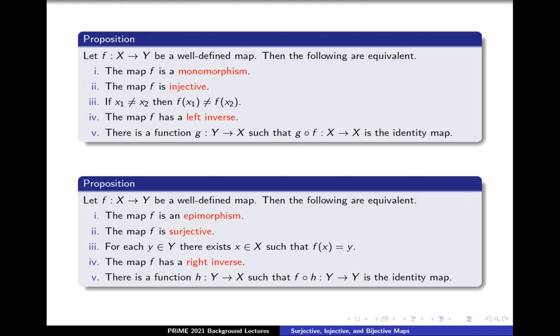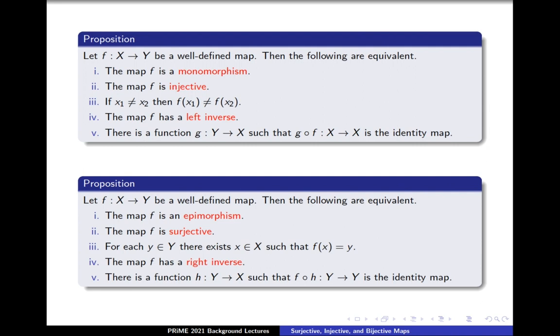Next, we'll consider a similar proposition for surjective functions. So let f from X to Y be a well-defined map. Then the following statements are equivalent. The map f is called an epimorphism. This is the same as saying that the map f is surjective. The definition of this is that for each little y in capital Y, there exists little x in capital X such that f of little x equals little y.